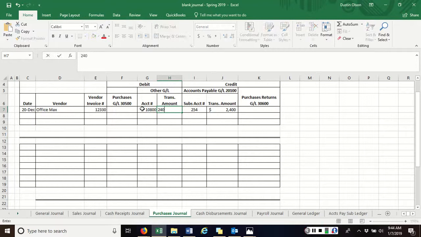and we'd record that. So we just did a debit to fixed assets and a credit to accounts payable. So we got some stuff, but we owe some money to pay for that stuff. Once again, our journal entry, our debits match our credits. They are in balance.